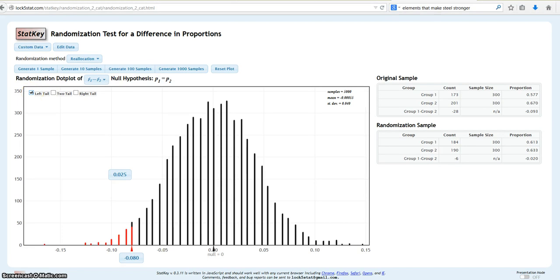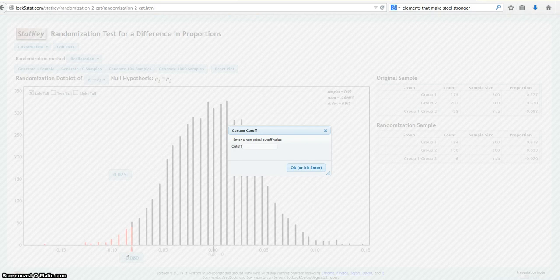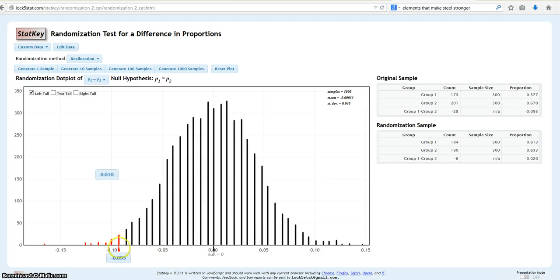And then I need to change the cutoff value because my observed sample statistic wasn't negative 0.080. It was negative 0.093. So click on here and enter negative 0.093. Click OK. And now this gives me my p-value. It tells me the proportion of all these randomization samples that had values as extreme as our difference here, or even more extreme, is 0.010. So that is my p-value.